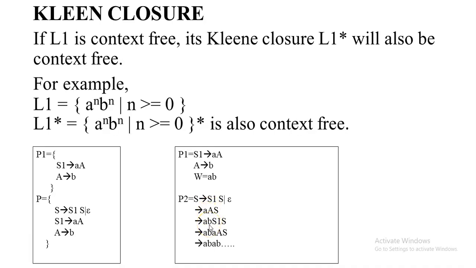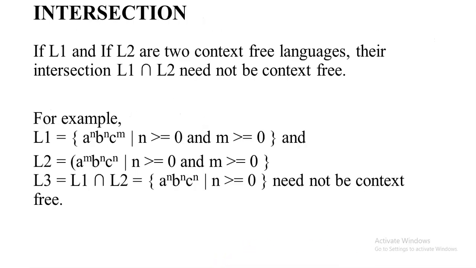Then we get the string AB S. Instead of S we use S1 S, and finally we derive the string A followed by B, A followed by B. So this is also a context-free grammar. Here we are using leftmost derivations.